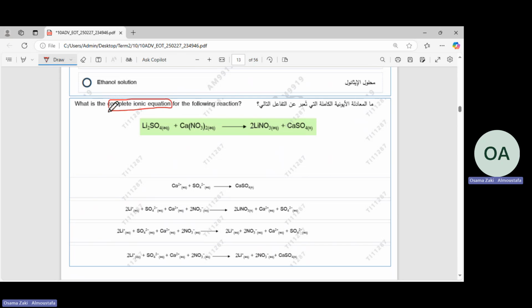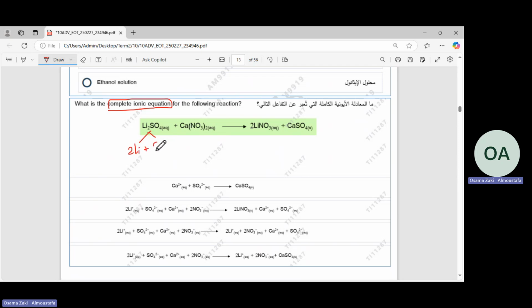To get the complete ionic equation, just break down all the aqueous solutions, okay, and keep the solid, liquid, and gas in the same formula. Okay, don't break them down. So look here. What do we have here?